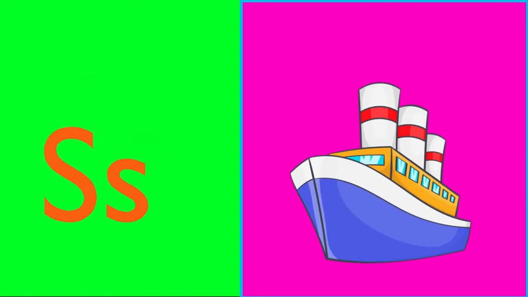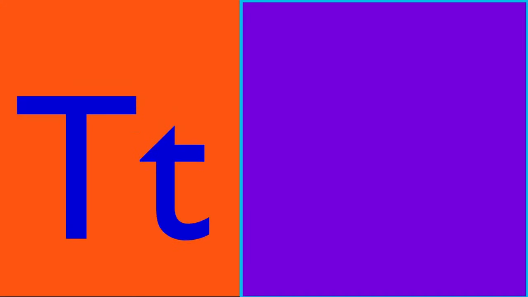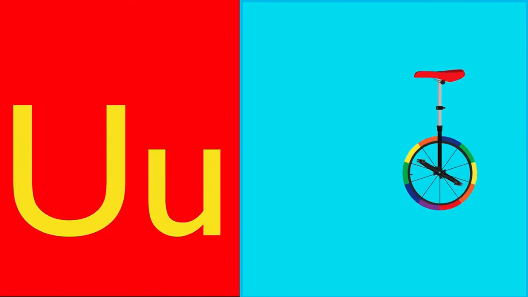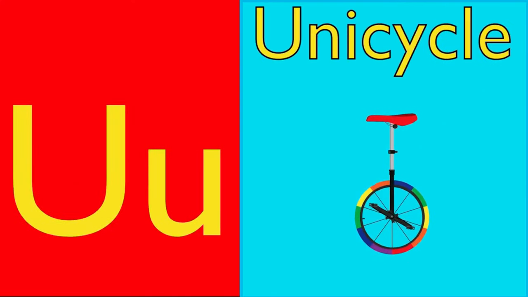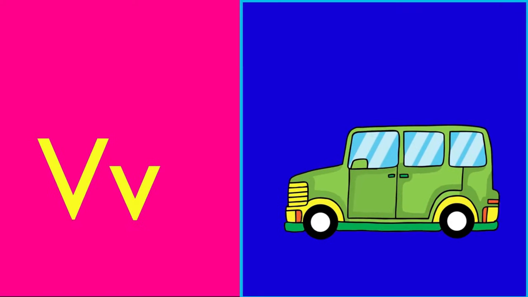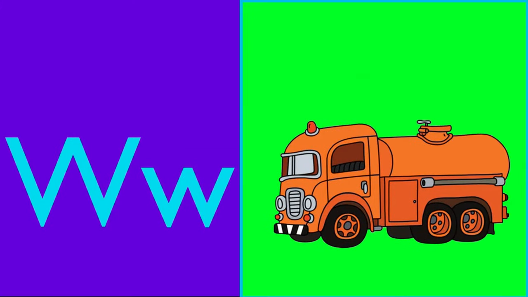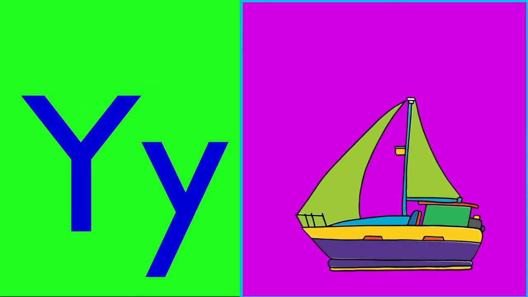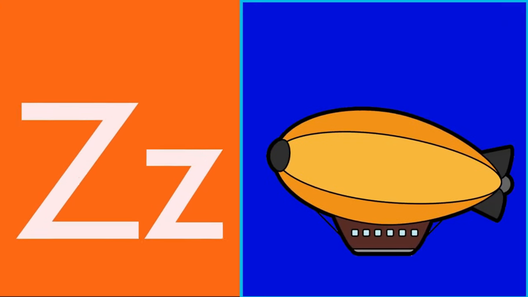R is for road roller. Road roller. S is for ship. Ship. T is for taxi. Taxi. U is for unicycle. Unicycle. V is for van. Van. W is for water tanker truck. Water tanker truck. X is for excavator. Excavator. Y is for yacht. Yacht. Z is for zeppelin. Zeppelin.